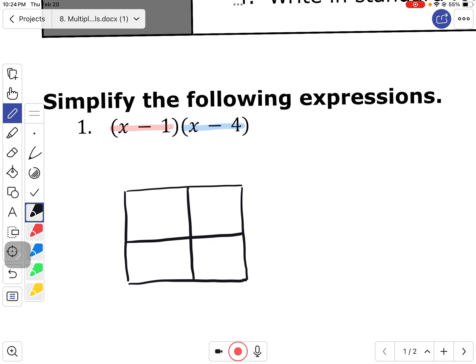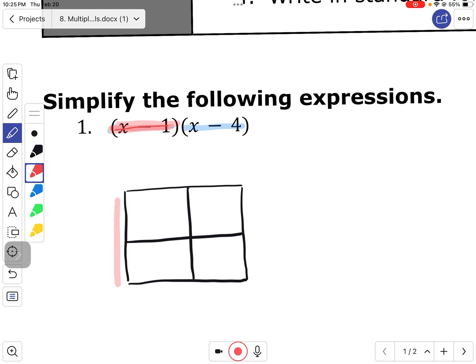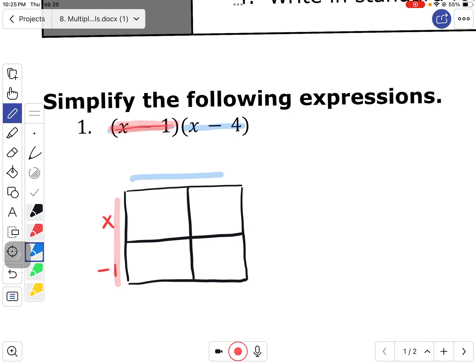And now I'm going to take what's in this, this x, whoops, that's not what I wanted to do. There we go, this one right here. This x minus 1, x minus 1, and I'm going to put that right here. So I'm going to say x, and then minus 1, because we're going to use that like a negative in front of that 1. And then I'm going to take the blue part, and I'm going to put that across the top in 2 different pieces. So I'm going to say x, and then minus 4.